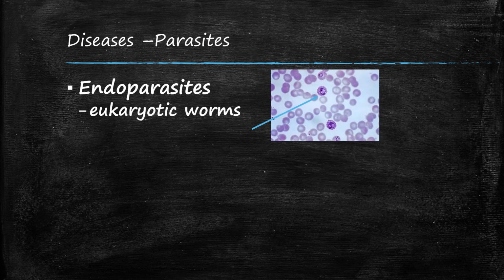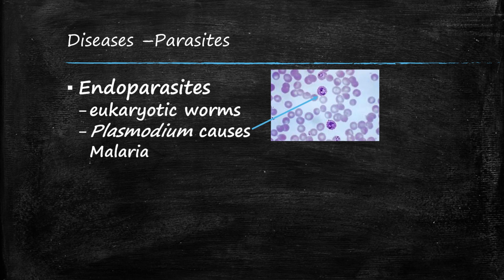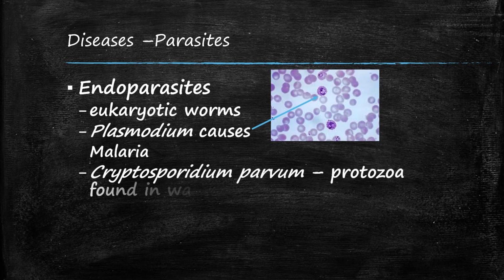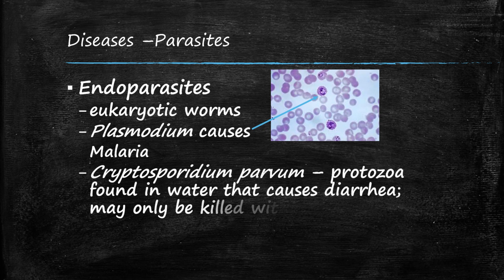Parasites. We have endoparasites and ectoparasites. The endoparasites live within us, like the eukaryotic worms. The Plasmodium, which is featured here, causes malaria. Cryptosporidium is a protozoa found in water that causes diarrhea.